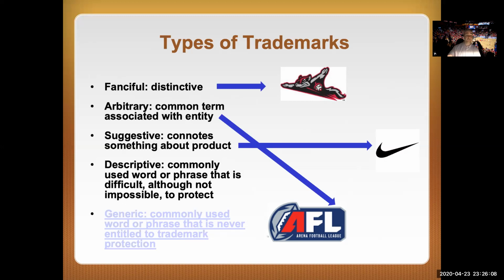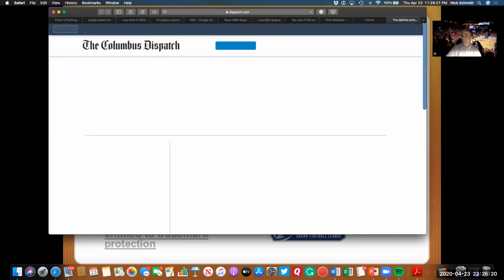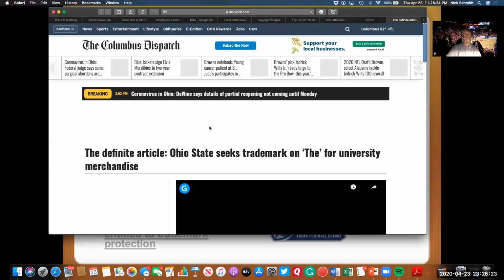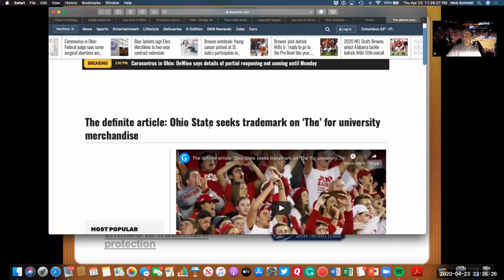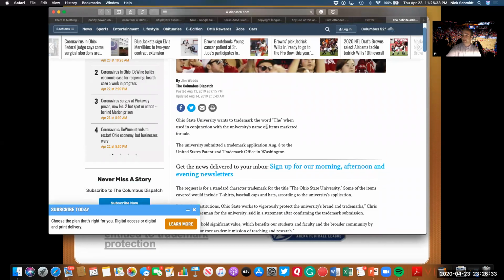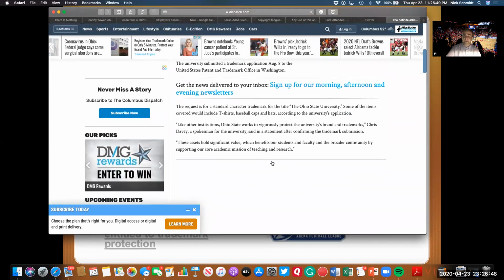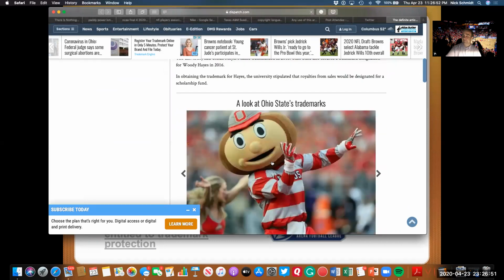Descriptive trademarks, commonly used words or phrases, are difficult to trademark, although not impossible to do. The one that I love as far as an example to use for this class is this little goodie out of the Columbus Dispatch. Ohio State seeks to trademark "the" for university merchandise. Ohio State University wants to trademark the word "the" when used in conjunction with the university's name on its marketed items for sale. The university submitted a trademark application August 8th to the United States Patent and Trademark Office in Washington. This was rejected because you can't trademark "the", but I found it very interesting.